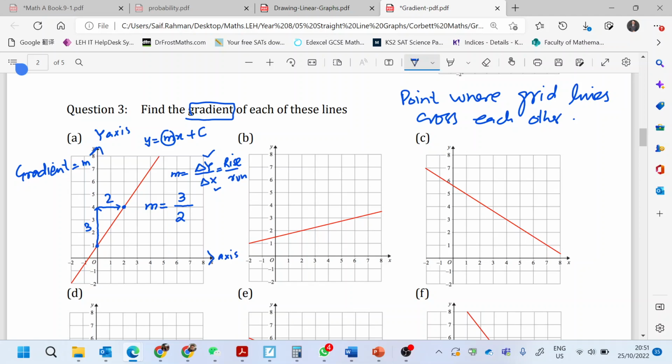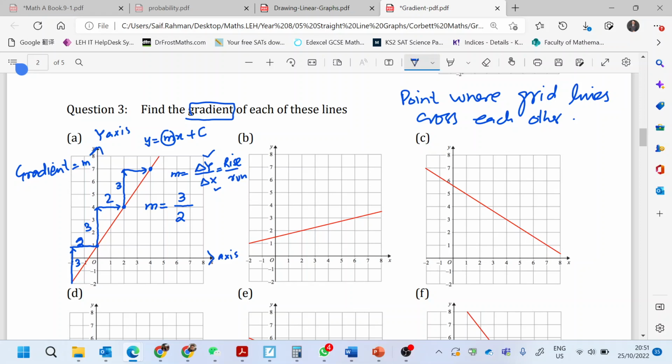It does not matter whether you take the distance from this point to this point, or from the next intersection point. For these two points, again you see, it's 3 here, and again 2 here. So it will always be like this. Wherever you check, it will be 2 here and 3 there. So the gradient will always be the same.